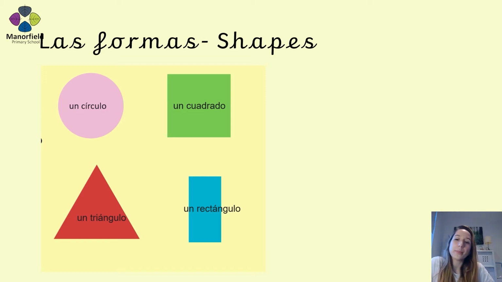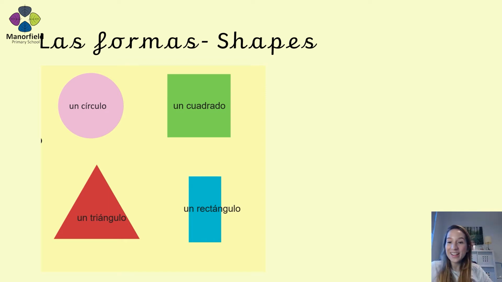Okay, so I'm going to say a name of a shape in Spanish and I would like you to tell me which shape it is. Estoy pensando de una forma verde. I'm thinking of a green shape. Se llama, it's called, un cuadrado. What shape is it? It's a square. Well done. Okay, let me think of another one. Estoy pensando de una forma rosa. I'm thinking of a pink shape. Se llama, it's called, un círculo. Well done, it's a circle.